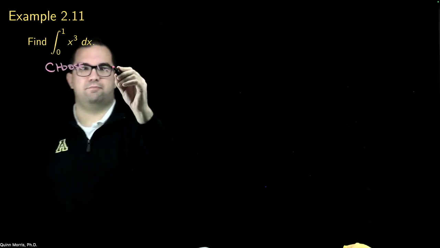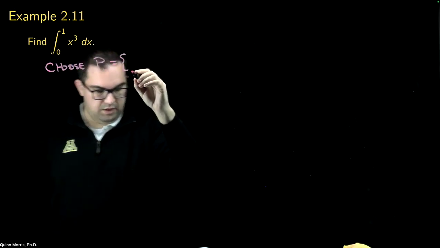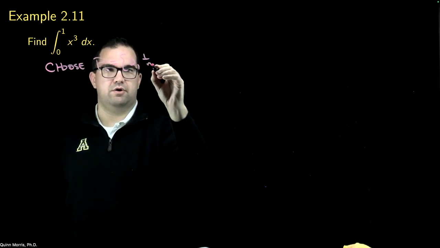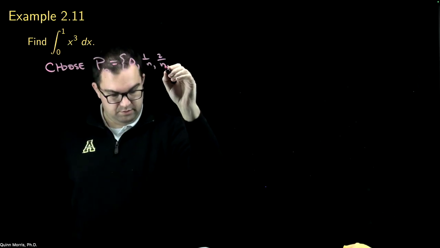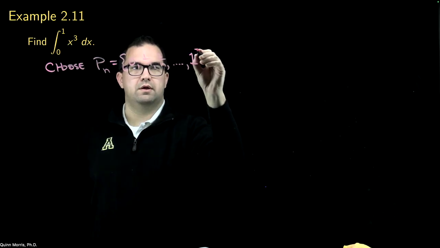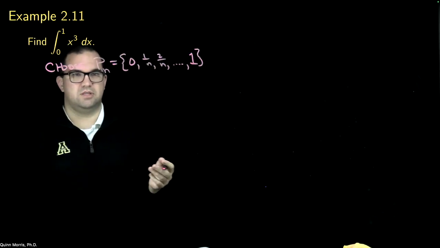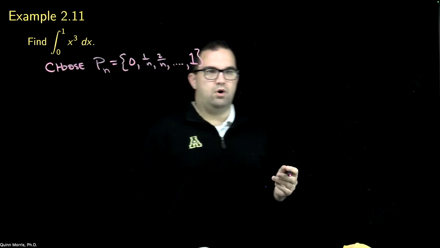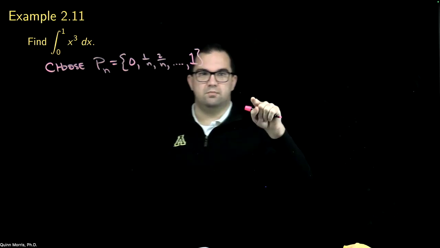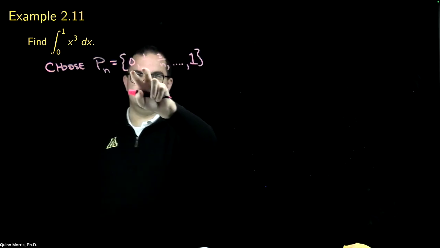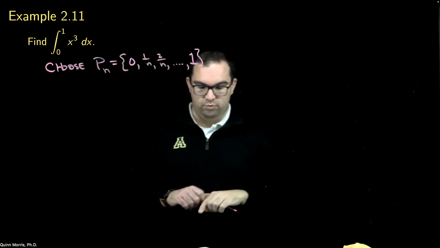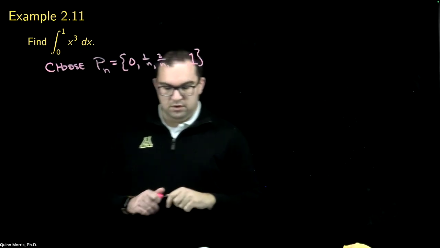and it's going to be a family of partitions, P sub n, which are going to be the partitions of the form 0, 1 over n, 2 over n, and so on, all the way up until we get to 1. So P sub n is just the partition of 0, 1 with n plus 1 points, right? So this is a uniformly spaced partition. Each subinterval has width 1 over n, okay?